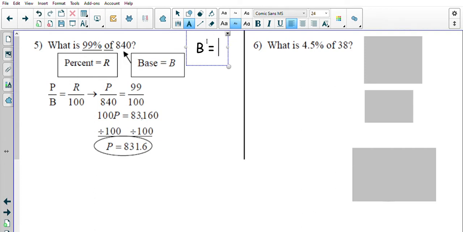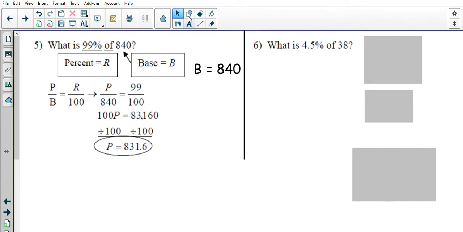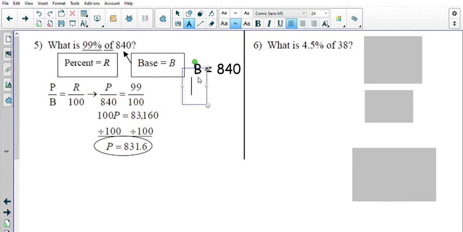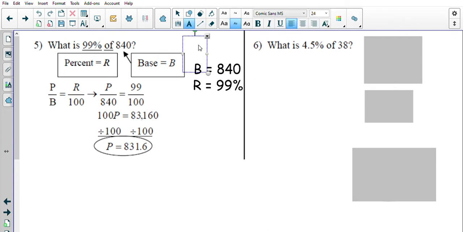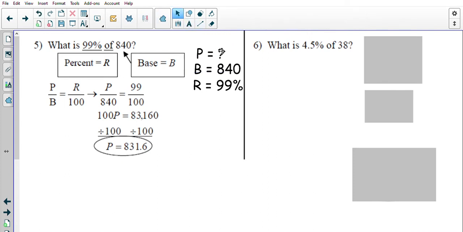So "of 840" means 840 has to be my base. My percent R is given to us. It's 99. It tells us 99%. And so P in this case is my unknown. So when I set up P over B, it's going to be P over 840 equals 99 out of 100. And then, of course, we cross multiply to solve. I'm not going to go through all those steps.